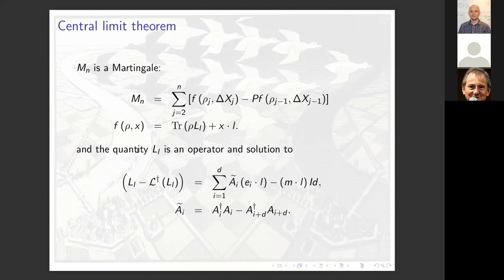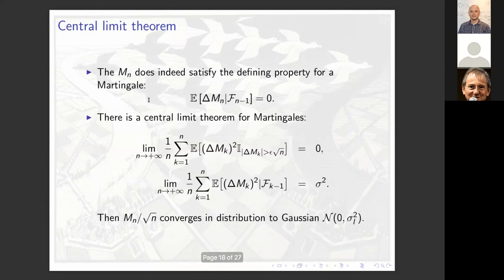And L is a matrix, and it's a solution to this weird looking equation over here. So L minus, this is the adjoint of our CPTP map, and it's equal to this kind of weird looking right-hand side, all right? But basically the key thing for us is that we're now working with this martingale M, right? You can show that this M does indeed satisfy the defining property of a martingale.